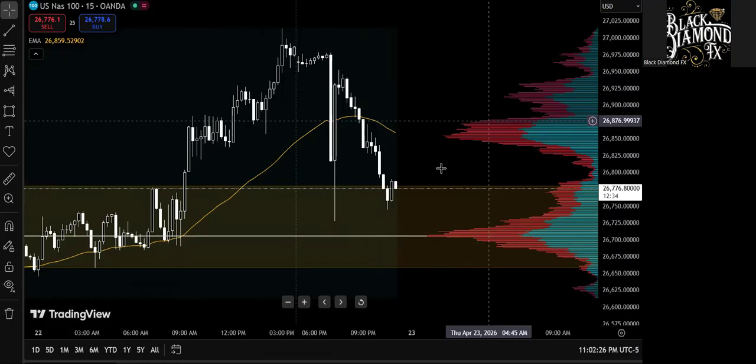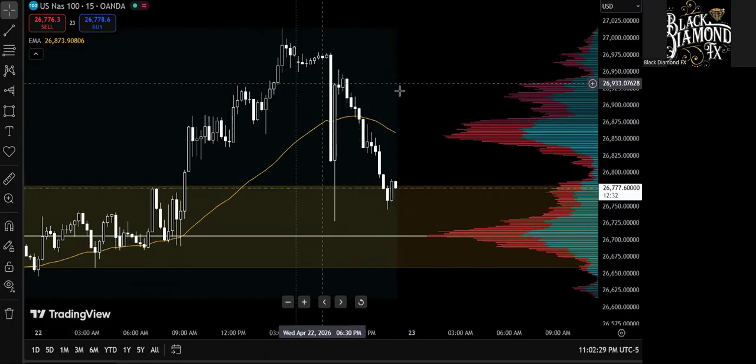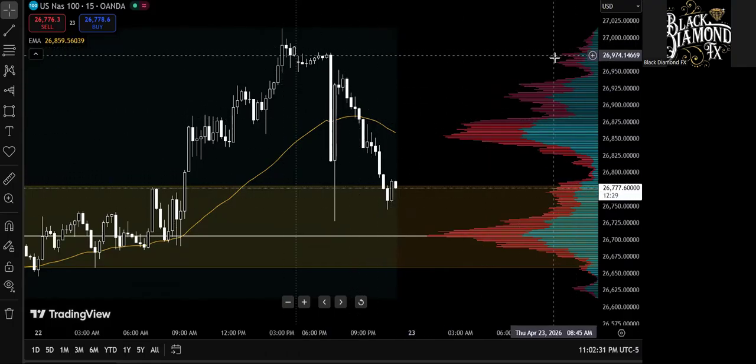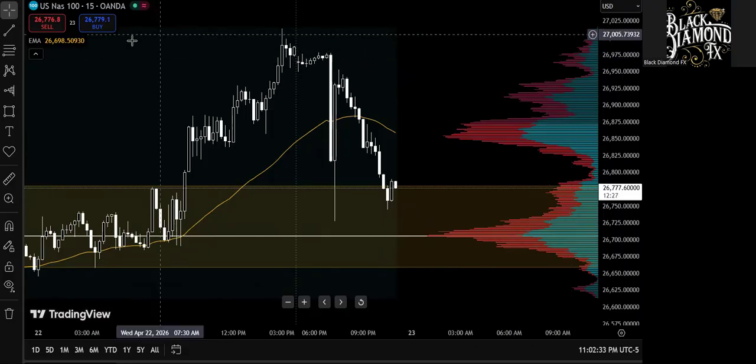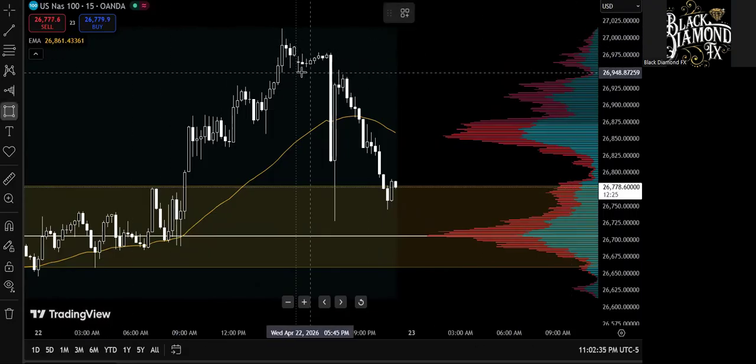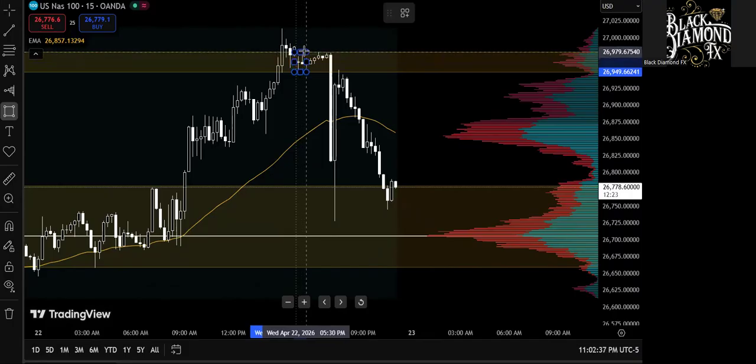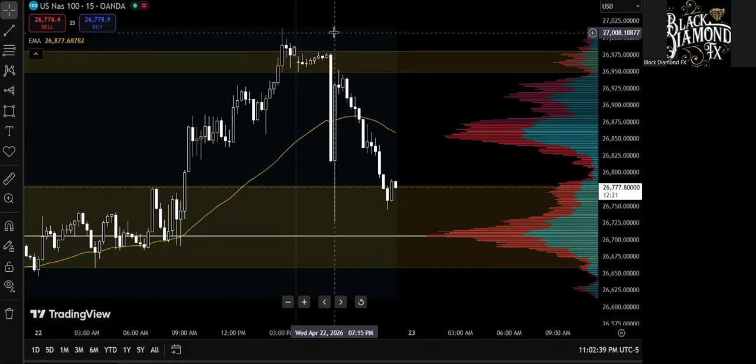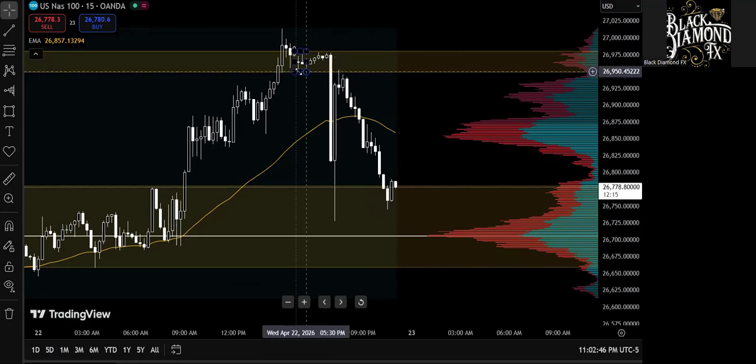And then look, I'm going to show you how you could have taken this down. See this peak right here? Look what that peak lines up with right here. Look at that. And then look what happened. It came back into where? Seeing that low volume node right there? Also, fair value gap, same thing.